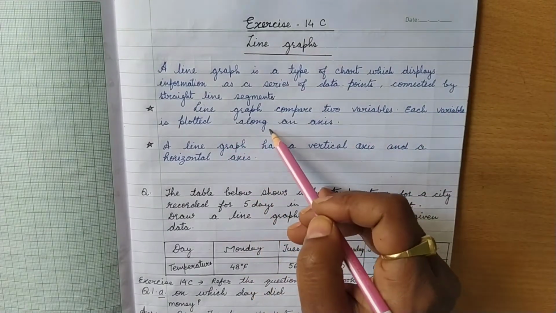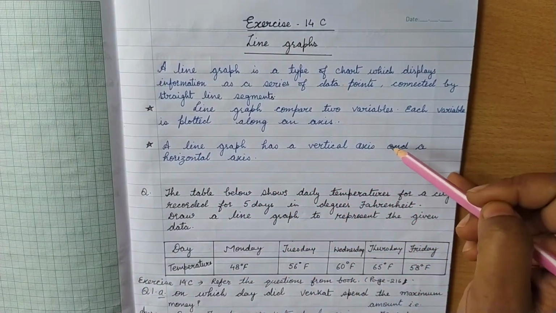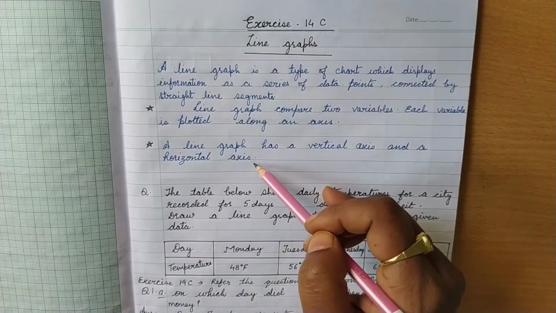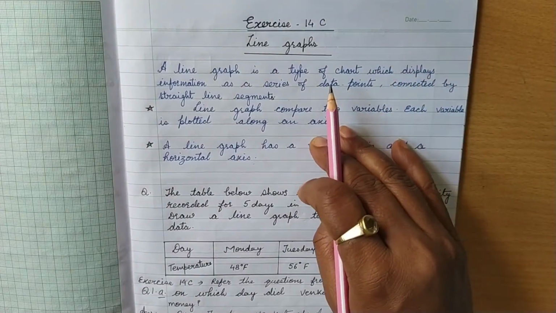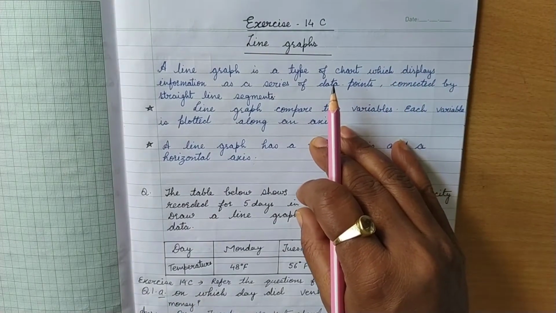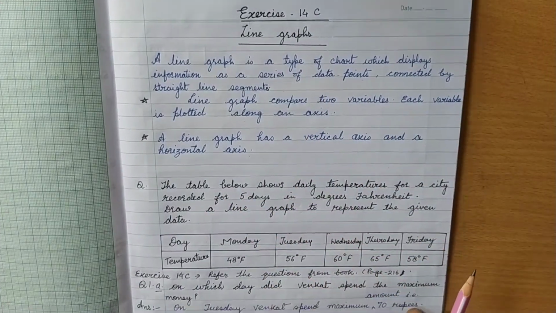Each variable is plotted along one axis. A line graph has a vertical axis and a horizontal axis. I am going to explain to you how to draw the line graph, although it is not given in the book, but you should know how to do it. Okay, so I am taking the question here.